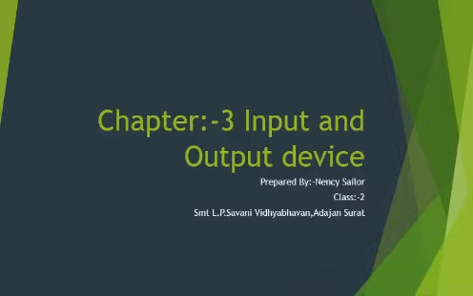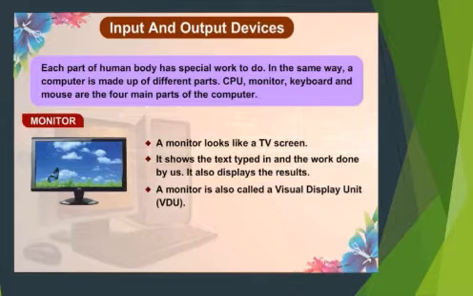Today we are going to learn about our computer chapter 3rd, input and output device. Each part of a human body has special work to do. In the same way, computer is made up of different parts. CPU, monitor, keyboard, mouse are four main parts of a computer.